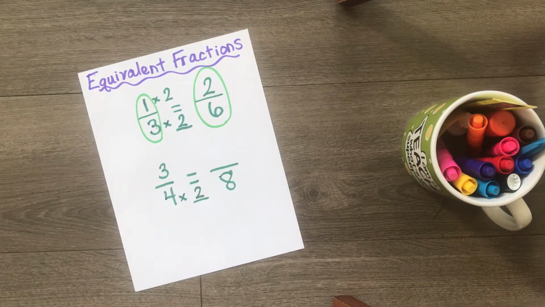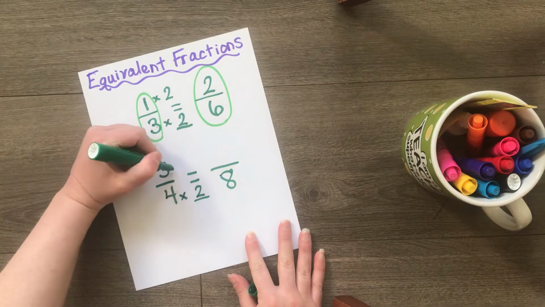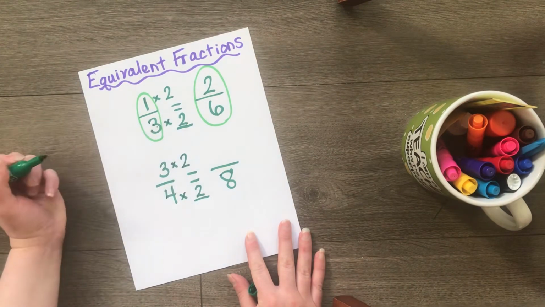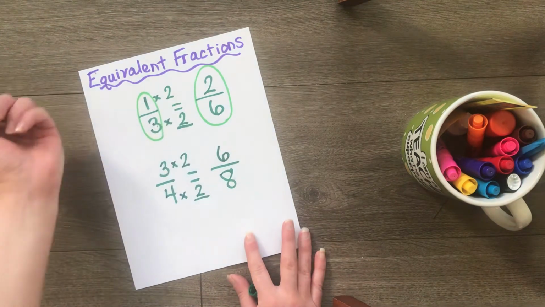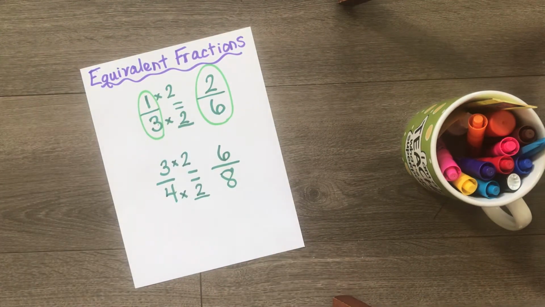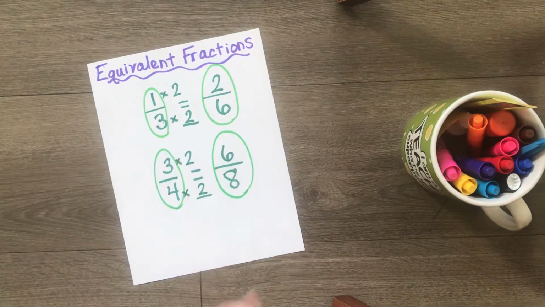Now here's my crazy rhyme. In fractions, you don't ever stop. What you do to the bottom, you do to the top. All right, so if I multiply my bottom times 2, I gotta multiply my top times 2. 3 times 2 is 6. Look at that. Wow, we don't need fraction bars. We can calculate this all on our own. Isn't that really cool?